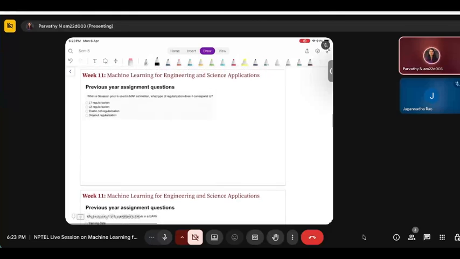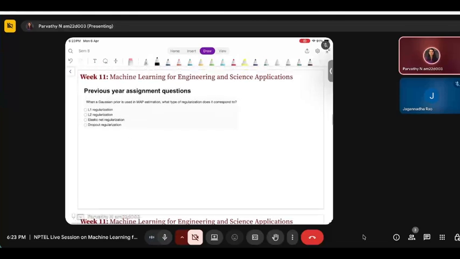One question from a previous year: when a Gaussian prior is used in maximum a posteriori estimation, what type of regularization does it correspond to? L1 regularization, L2 regularization, elastic net regularization, or dropout regularization.